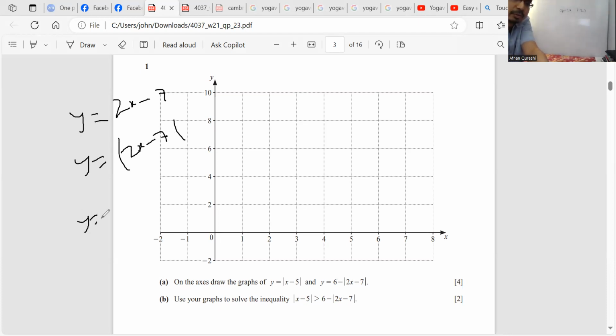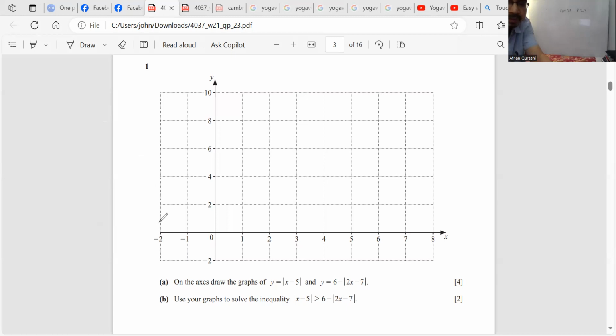Then modulus 2x minus 7. Then y is equal to minus modulus 2x minus 7. Okay, so 2x minus 7 we know how to do. Then modulus 2x minus 7 we know. Then you have minus modulus 2x minus 7. And with that graph, after you have done this, you'll just add 6 to get this. Okay. So first, let's look at modulus 2x minus 7.